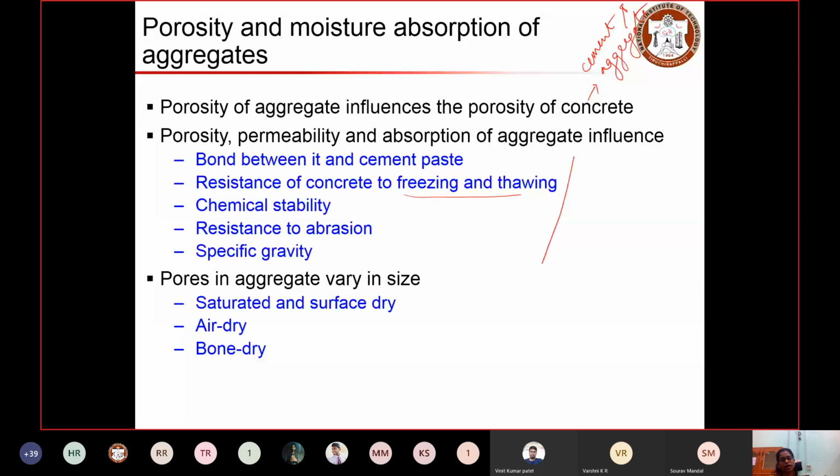Okay. Then the other property is resistance to abrasion. Abrasion basically indicates the hardness of the material. A more porous material is not a good representative of hardness, so porosity influences the resistance to abrasion. And then specific gravity, because the density is influenced by the presence of pores. Depending on the pores in aggregates, the pores could vary in size, and the smallest pores of aggregate would be larger than the gel pores that we can see in cement.